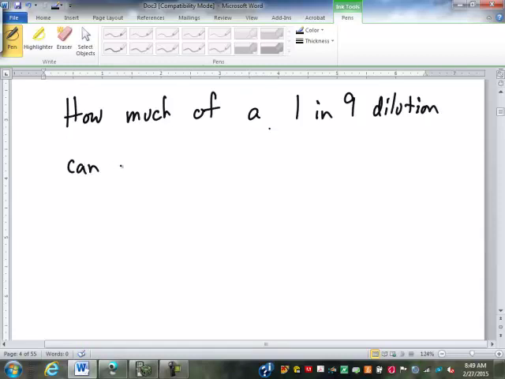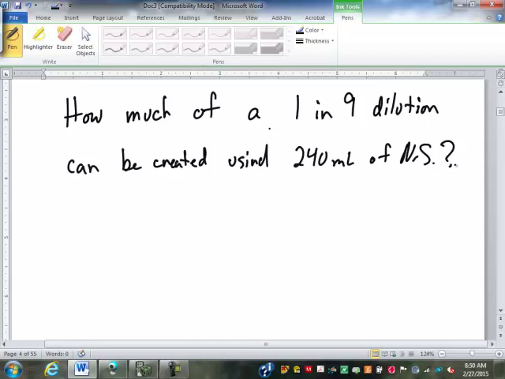So one for you to try in your seats here. How much of a 1 in 9 dilution can be created using 240 milliliters of saline? I'm going to pause for a second and give you guys time.